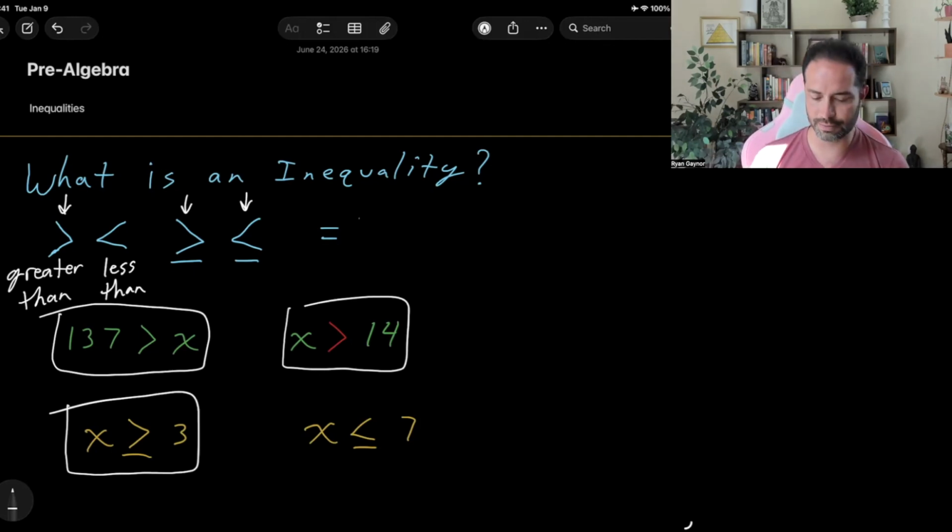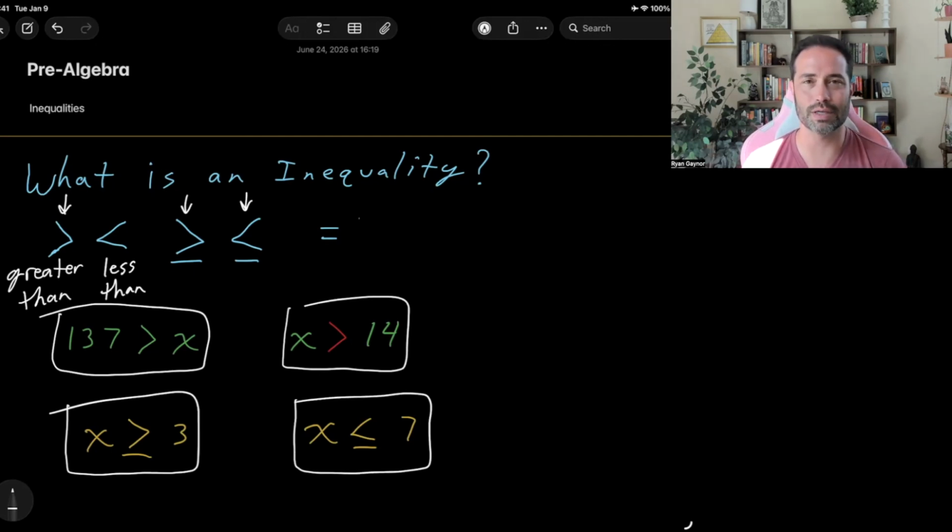And then our very last one is x is less than or equal to 7. Right, so x and then the pointy part, so that means less than. And then the line at the bottom, so equal to, so less than or equal to 7. So that literally means that the answer could be any number that is 7 or less than 7.